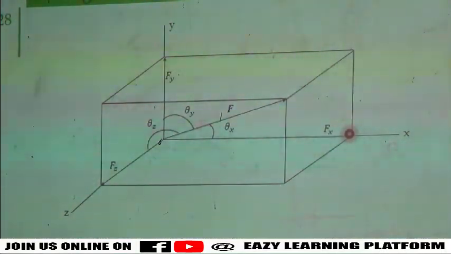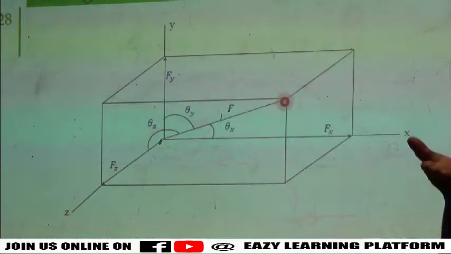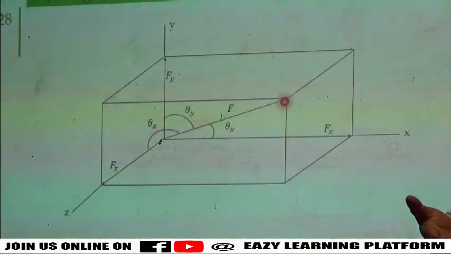Then I move upwards on the y. That gives me Fy. Then I move from this point to meet the force at this point, so I move in the z direction. That gives me the component of it in what? The z direction.